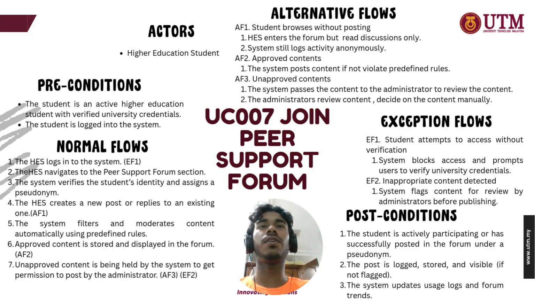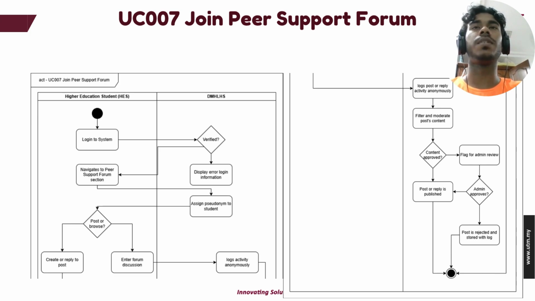As for the alternative flow, exception flow, and normal flow, I will explain in detail in the next slide, which is in the activity diagram. As for the activity diagram for use case number 7, join peer support forum, we start with the student logging into the system and verified like usual by the system, and then the student will navigate to the peer support forum section, and at the same time the system will assign a pseudonym to the student, which is anonymous actor, and then the student will decide whether to post or reply or to just browse through the forum.